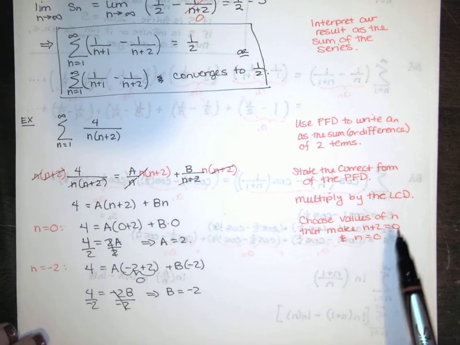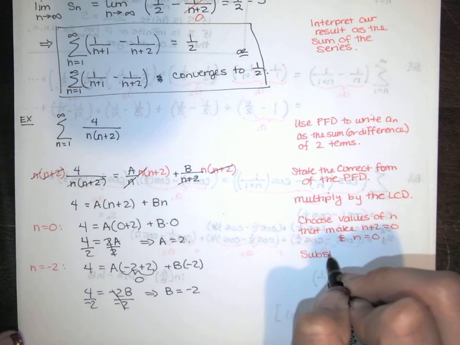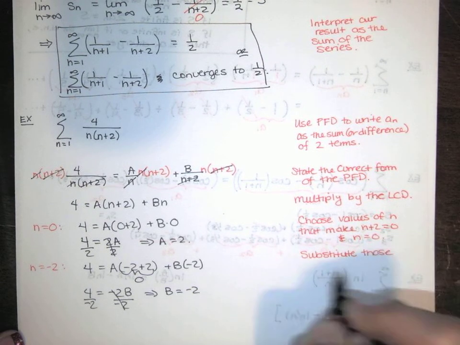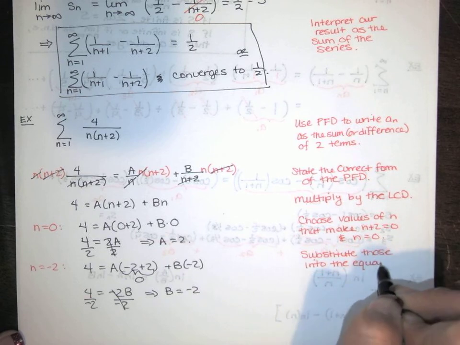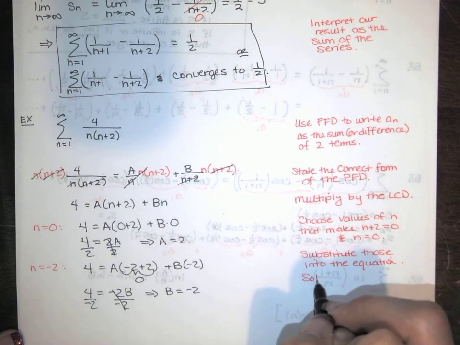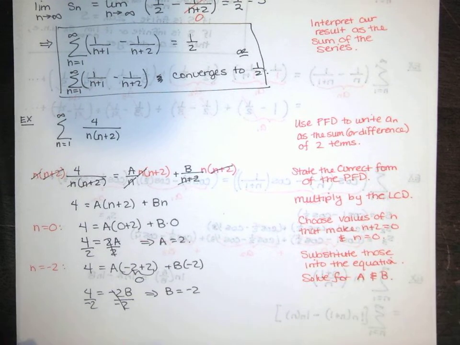So we chose the values of n that make each of the factors equal to 0. Substitute those into the equation. And then you end up with two equations. You solve those for a and b. Okay, so we got a is 2 and b is negative 2.